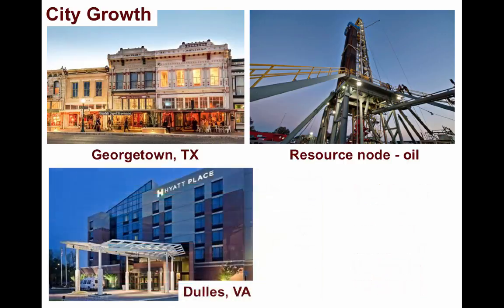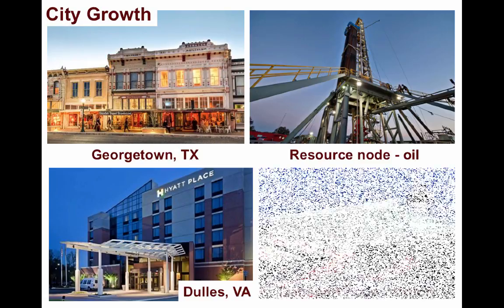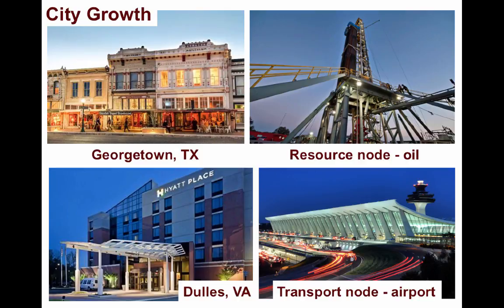Then there's the story of Dulles, Virginia, which is technically not a true city, but an unincorporated area, meaning it doesn't have its own municipal government. Commercial development can lead to urban growth around transport hubs such as seaports, rail depots, or airports, such as what happened around Dulles International. The ease of transportation around these hubs attracts people and businesses alike.